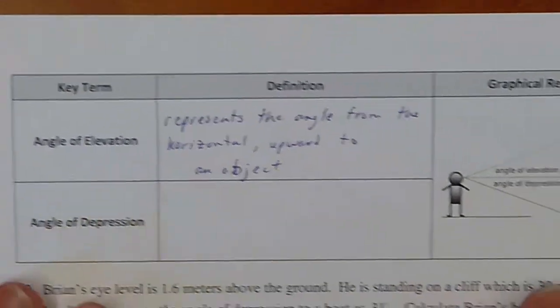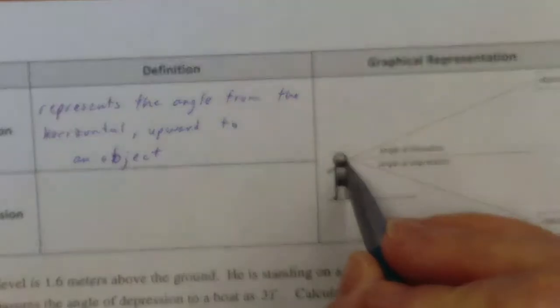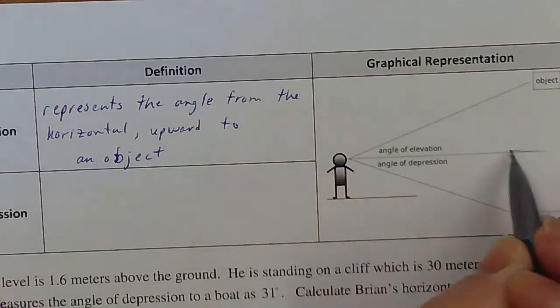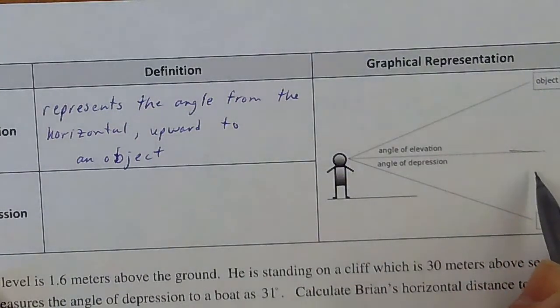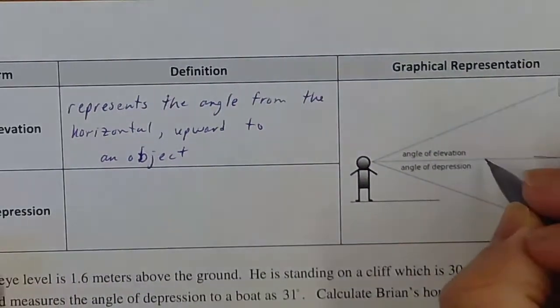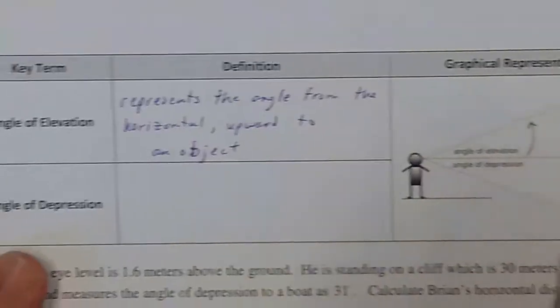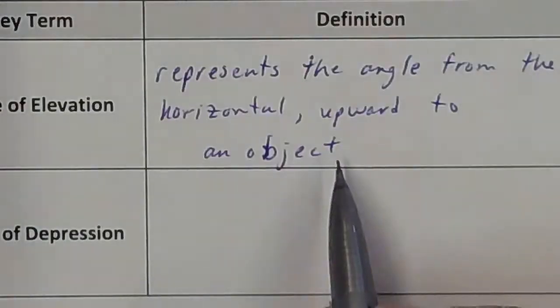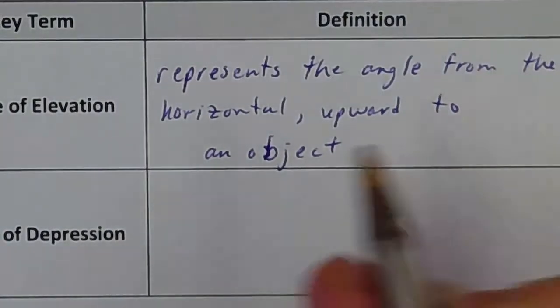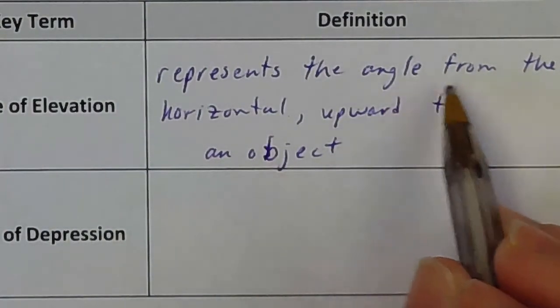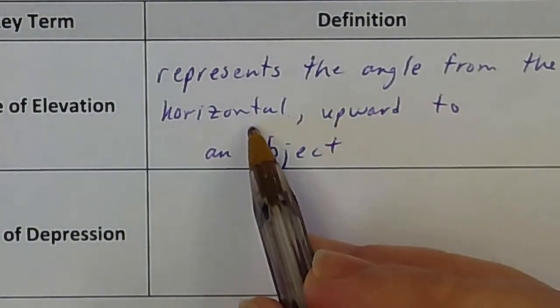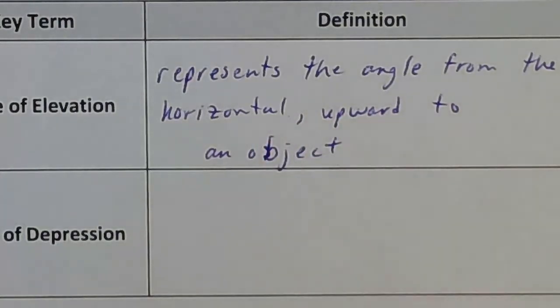Angle of elevation, here it is over in this diagram. It always starts from a horizontal line. That's what's important here for you to understand for angle of elevation. And it's the angle going from the horizon up to some object. The words say this: it represents the angle from the horizontal upward to an object.